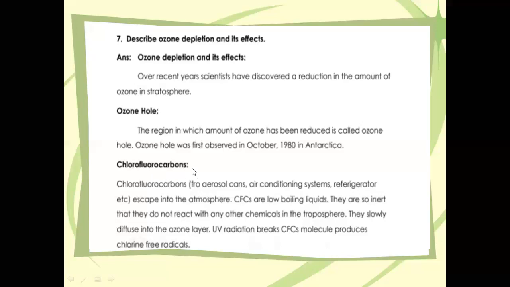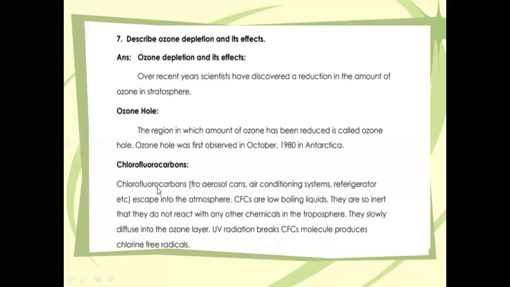Chlorofluorocarbons are actually the pollutants which cause this ozone depletion, and the sources of chlorofluorocarbons, I told you, are the aerosol sprays or cans, the air conditioning systems, the refrigerators. These chlorofluorocarbons are produced by these sources, and one more thing which I told you is that these chlorofluorocarbons are inert in the troposphere. Inert means they are unreactive and highly stable in the troposphere.